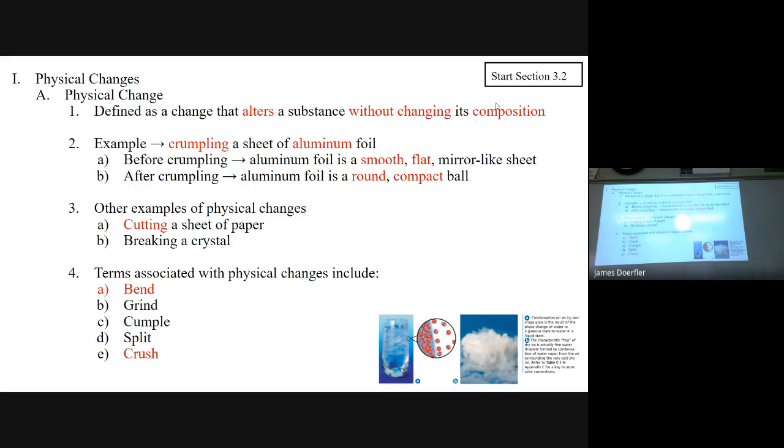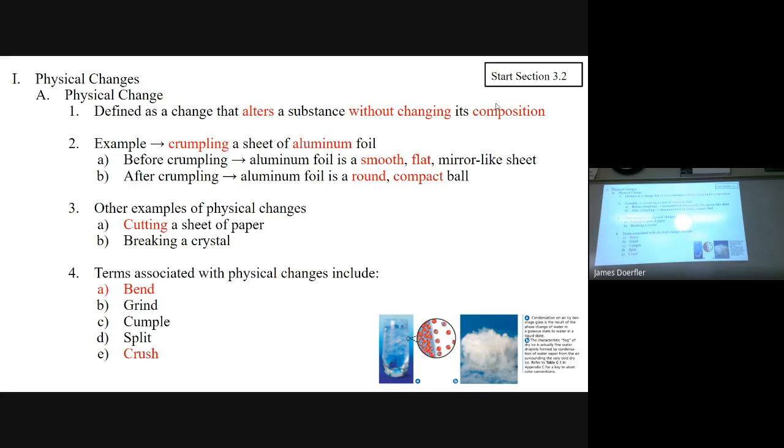Crumpling up a sheet of aluminum foil, crumpling up anything really. Before we crumple it, it's typically smooth, flat, pretty shiny, almost mirror-like. But after we crumple it up into a ball, it's now round and compact. Even if we were to undo that crumpling and flatten it out more, it's still not going to be identical in appearance to how it was before any change had been done to it. Maybe some of the mirror has dulled off. It's obviously going to be more crinkled instead of flat.